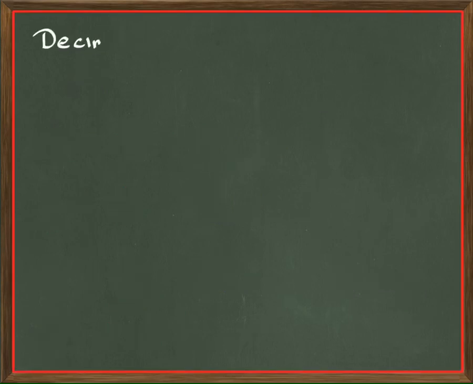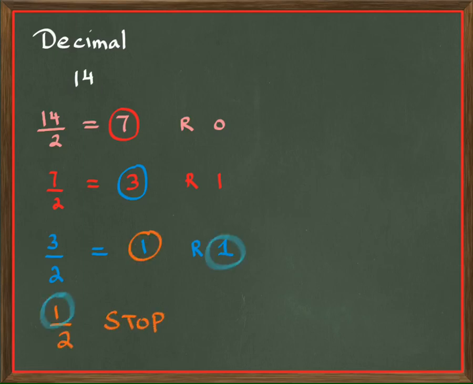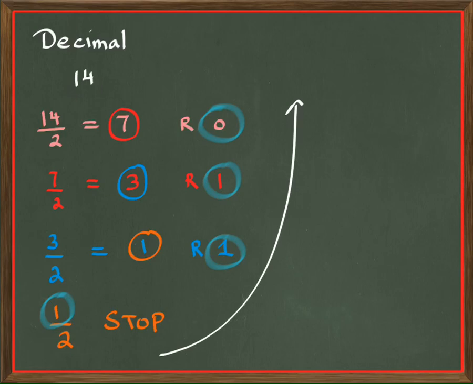Let's choose another one. Let's choose the digit 14. 14 divided by 2 is 7. Remainder is 0. 7 divided by 2 is 3. Remainder is 1. 3 divided by 2 is 1. Remainder is 1. And 1 divided by 2, stop. So now look at the 4 blue circles. The lowest one, that is the first digit: 1, 1, 1, 0. So that is the binary number. Pretty simple, provided you follow the arrows.